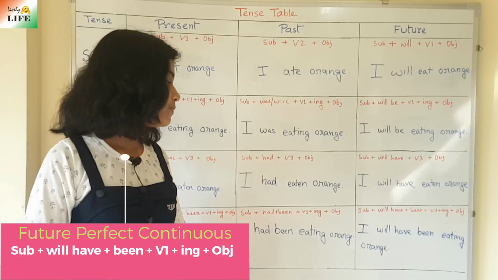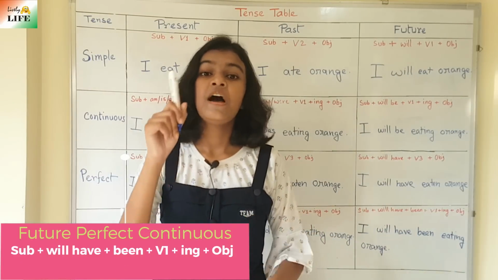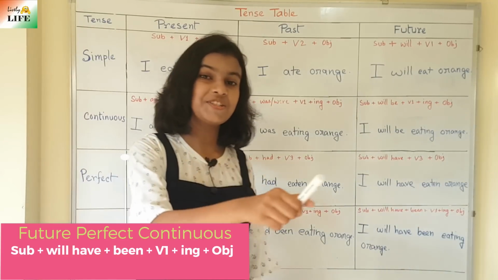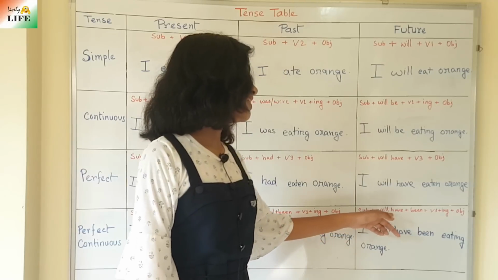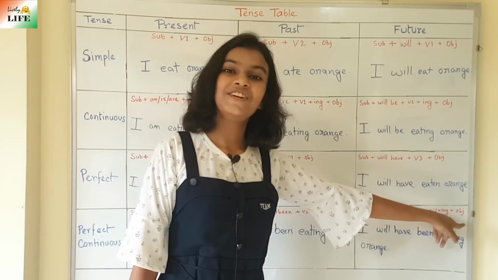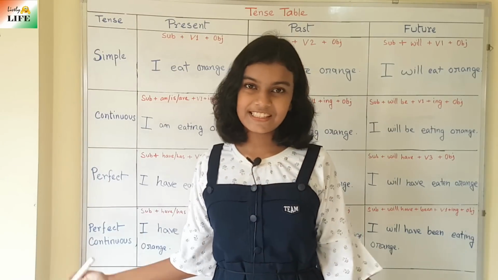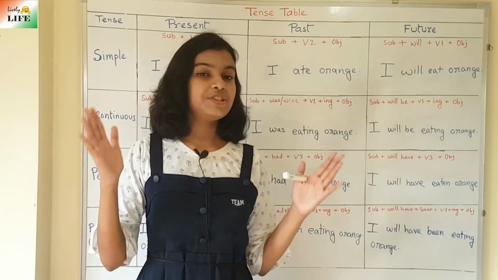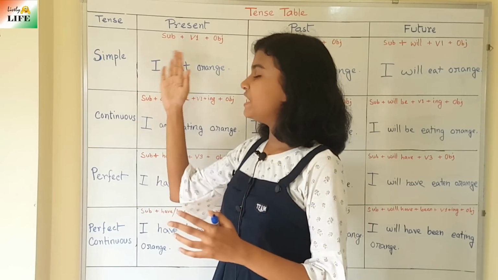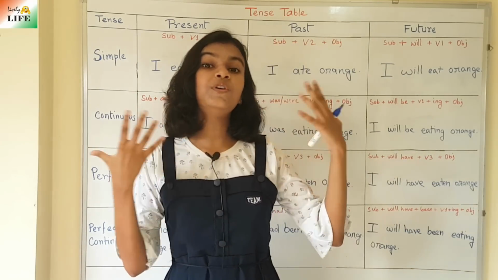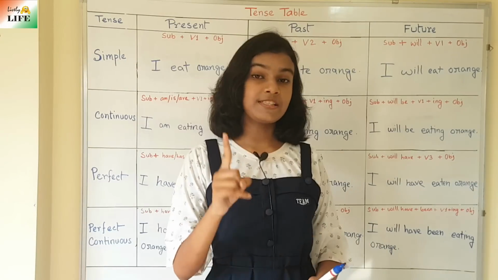Some other examples are I will have been playing football. I will have been going to school. So these were all the 12 tenses that we learned today. And don't worry, I'm going to be back with new individual videos of all these tenses where we will learn more new rules.